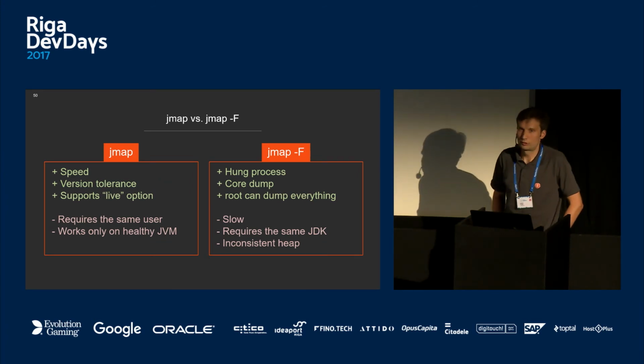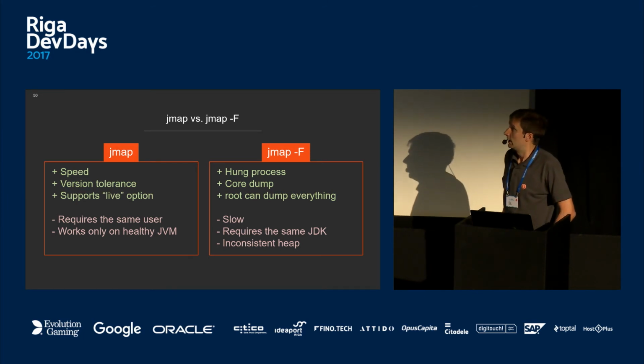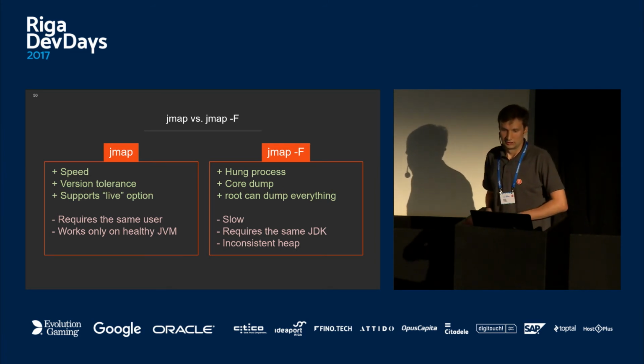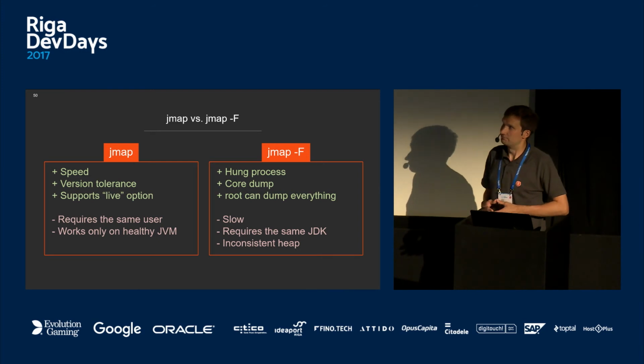jmap, like jstack, also has two modes, regular and forced. And they also use dynamic attach and Serviceability Agent. So the benefits and drawbacks are roughly the same.